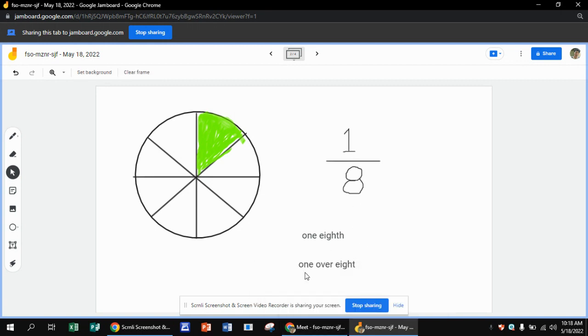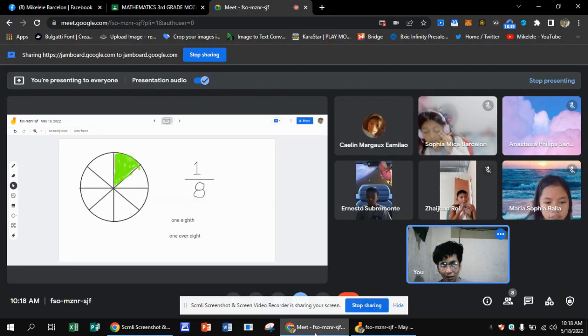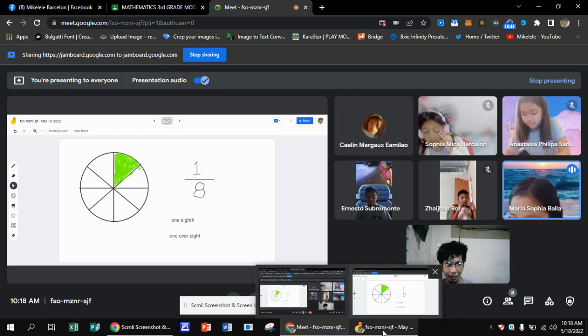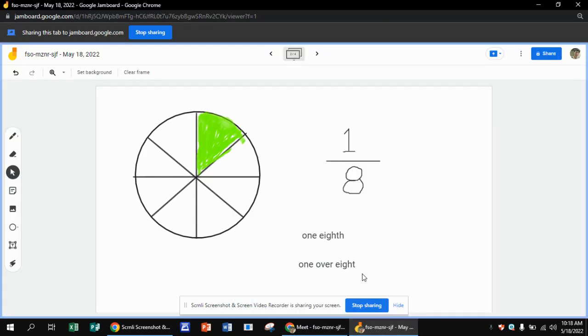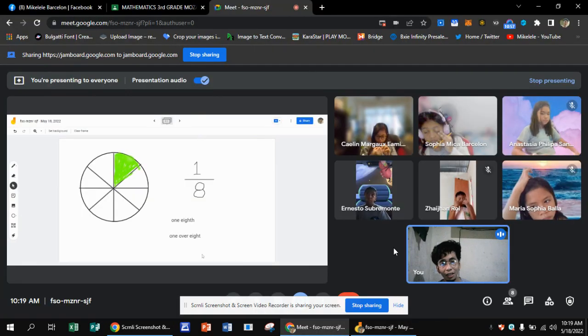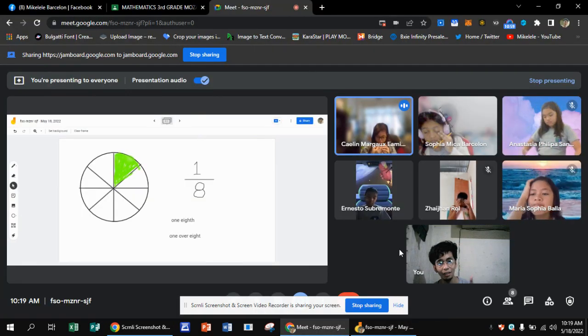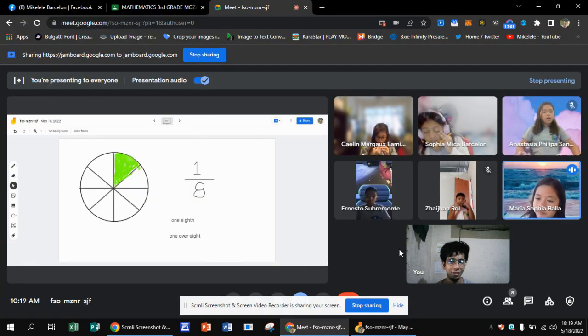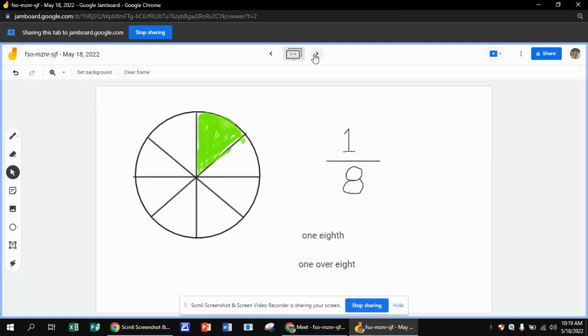Okay, everybody say 1 over 8. This is 1/8 because our shaded region is 1 and the whole is 8 parts. So we write it as 1/8. Do you understand? Do you get it?